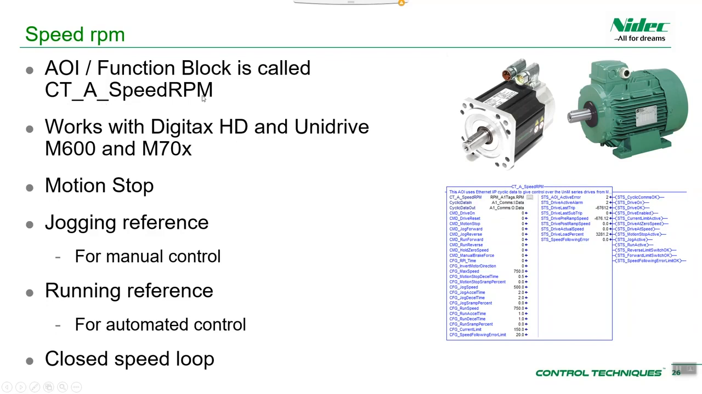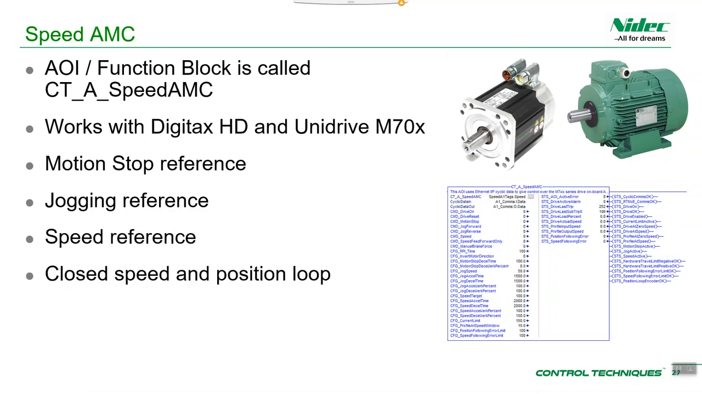Next up the scale, we have CTA speed RPM. This is a very similar looking interface to the frequency one, except now this is in closed loop, so you have better, stiffer shaft control. Again, motion stop, jogging reference for manual control, running reference for automated control. The one thing to note here is that this particular interface and all of the further ones that we're going to mention aren't supported by the Commander range because those are open loop only drives.